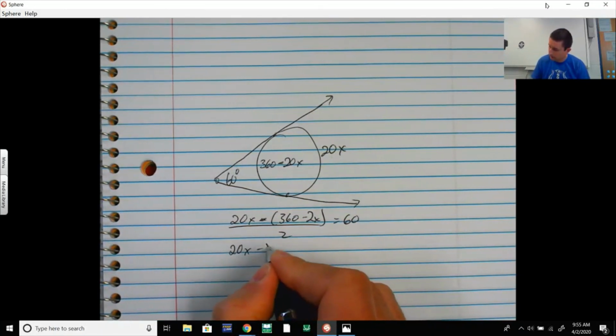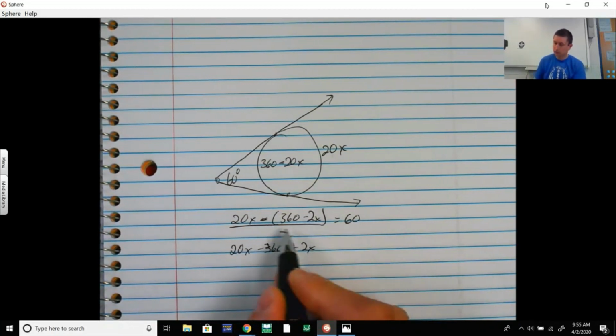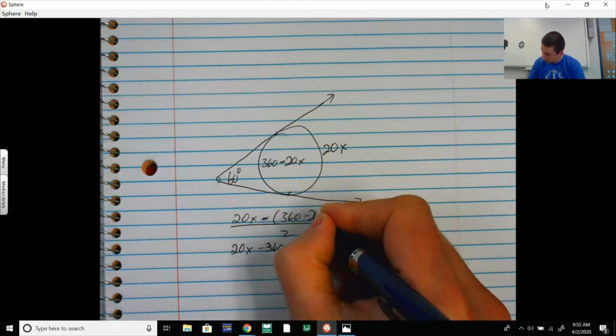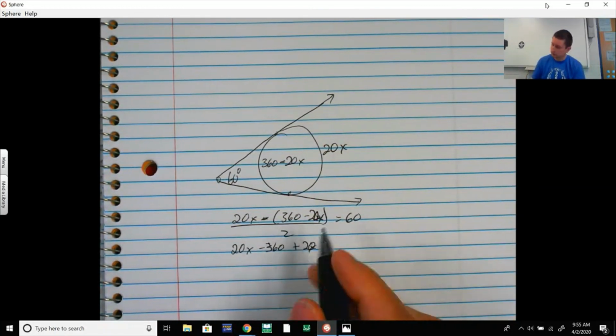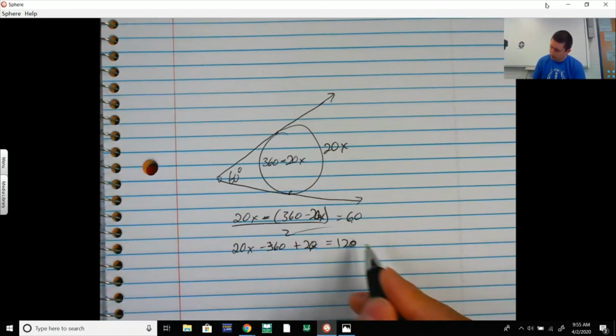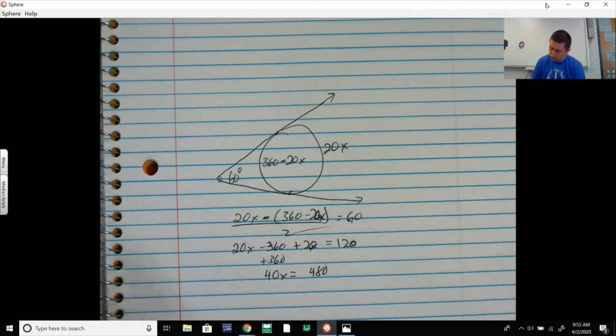So 20x minus 360 plus 20x. If you don't distribute the negative, the x's will cancel off, you'll be confused. That equals 120, multiply the 2 over. So add the 360, and you get 40x equals 480. 480 divided by 40 is 12. So x equals 12 in that case.